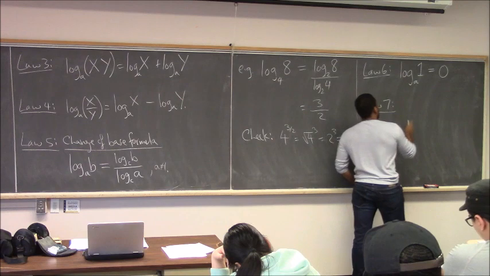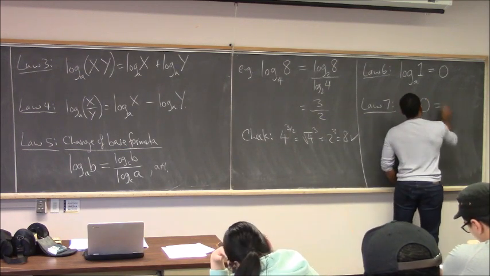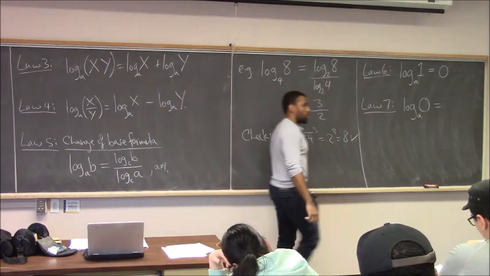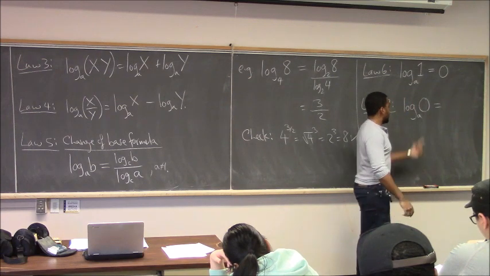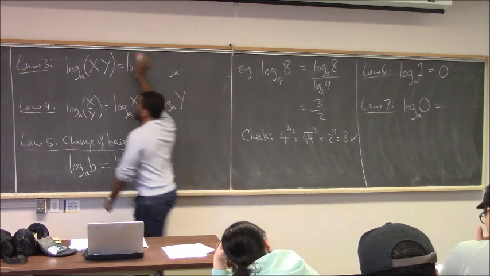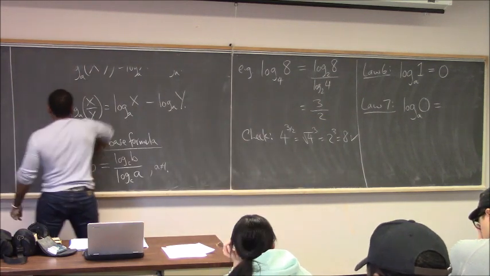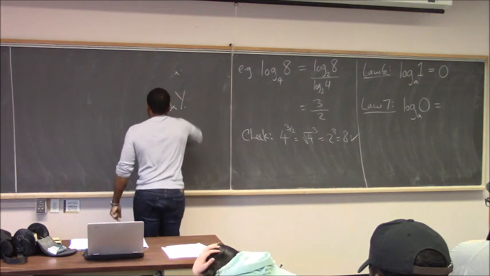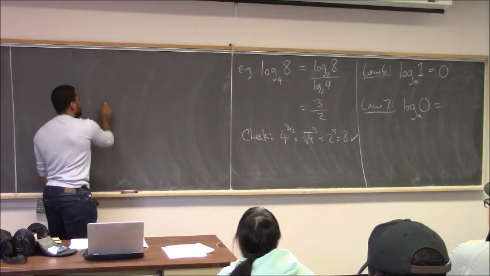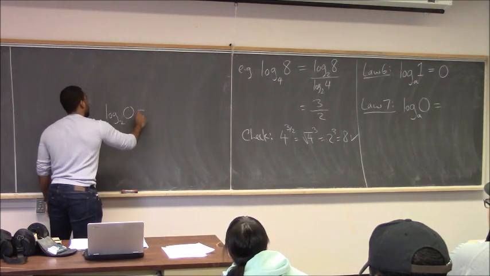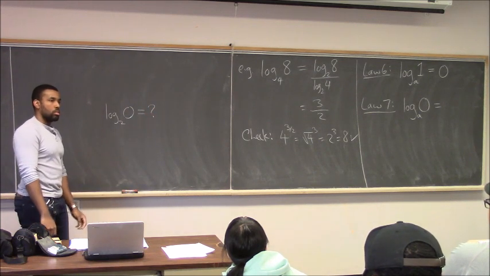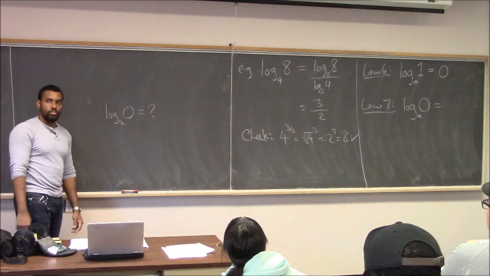Law 7. Okay. What about this one? What would be log of 0? 1. A raised to the power 1 gives you 0. No. What do you think it is? You can even pick a specific number if you want. So say it's log to the base 2 of 0. What power should you raise 2 to in order to get 0 as the result? 2 to the 0 is 1.